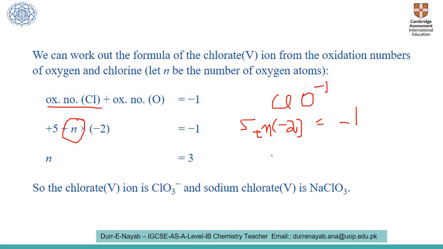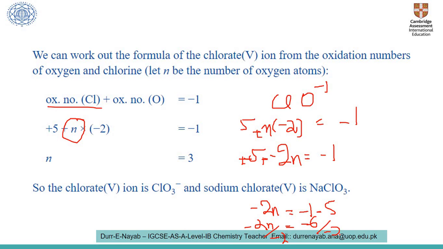So how will you do it? -2n. And what else do I have? I have a 5 over here. Now I will transfer this 5 to the other side. So -2n equals -1, and this +5 will move to this side, so it will become -5. So -1 -5 is -6 equals -2n. Now divide both sides by what?